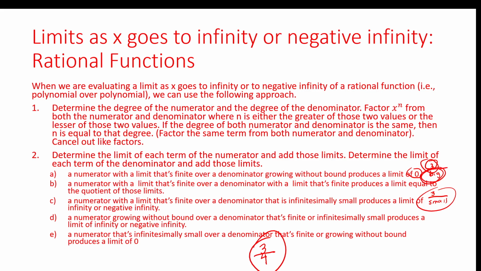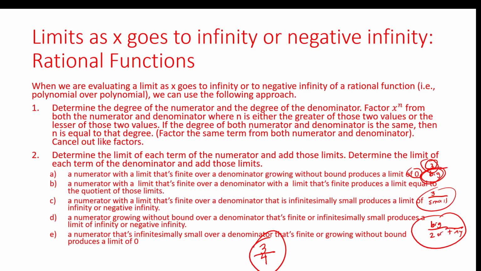Now for part D, imagine we had a numerator growing without bound over a denominator that was finite or infinitesimally small. That would produce a limit of infinity. So let's say we had a huge numerator over either a finite denominator or something that's unbelievably tiny. If you have that, you're going to be going to infinity. It might be negative infinity, though. It depends on the signs of the top and bottom.